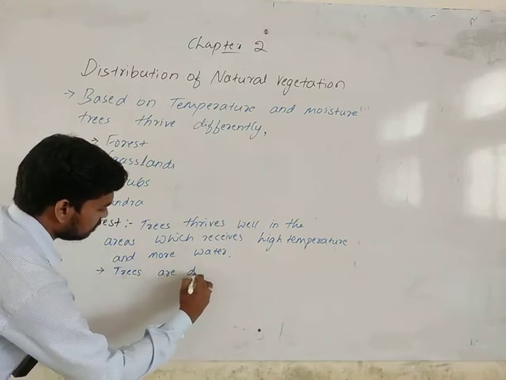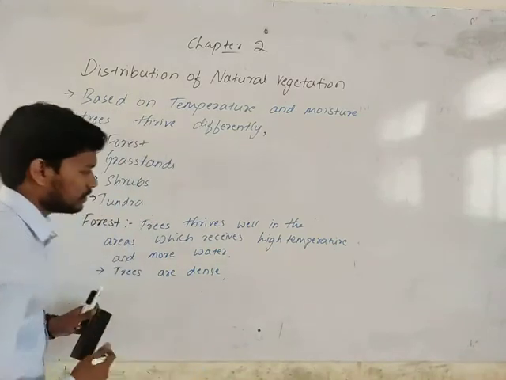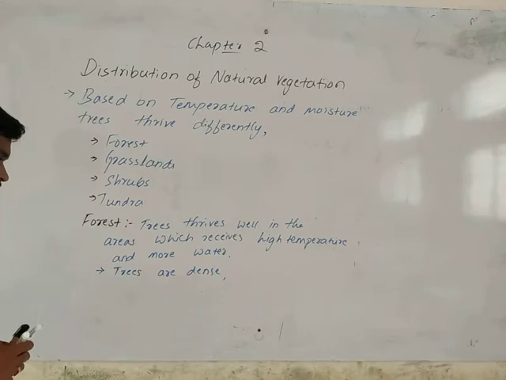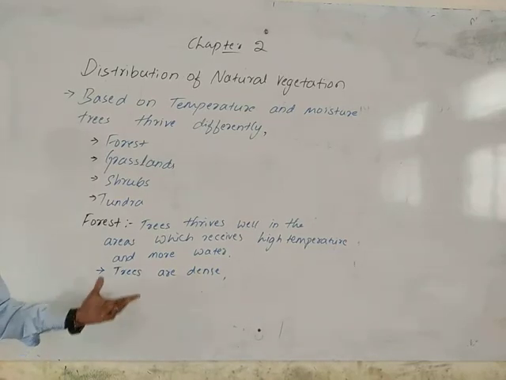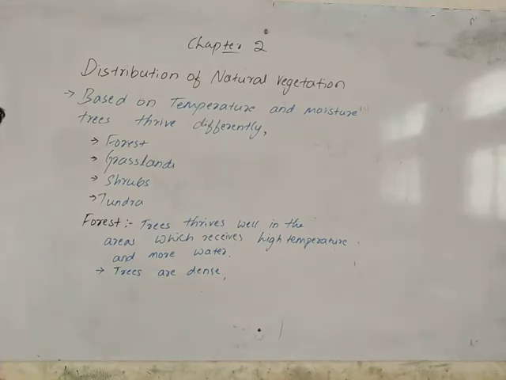Trees are dense here. So, right now about this forest, and we will go on to discuss the grasslands, shrubs, and the tundra vegetation. Make it fast.